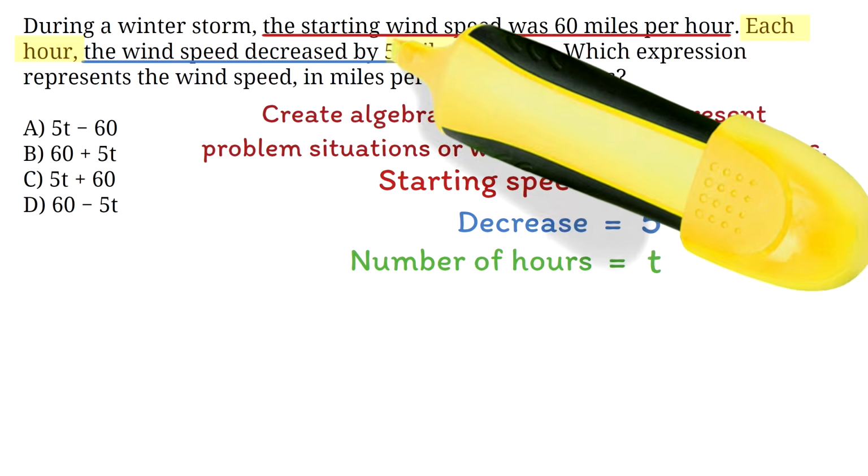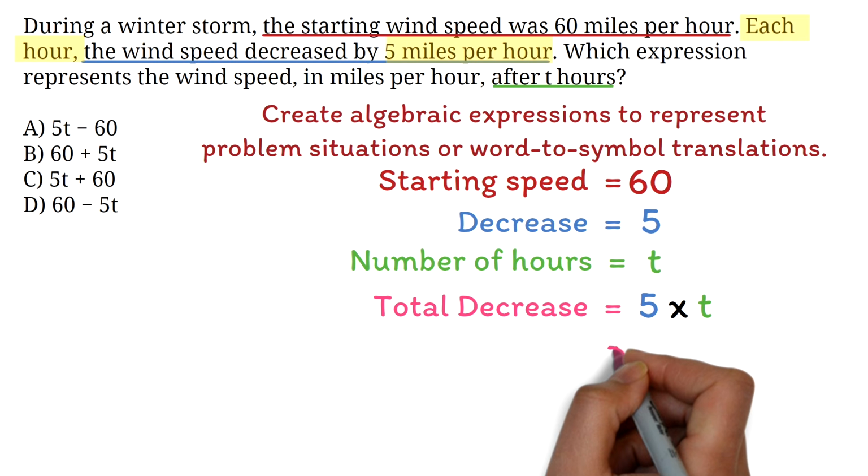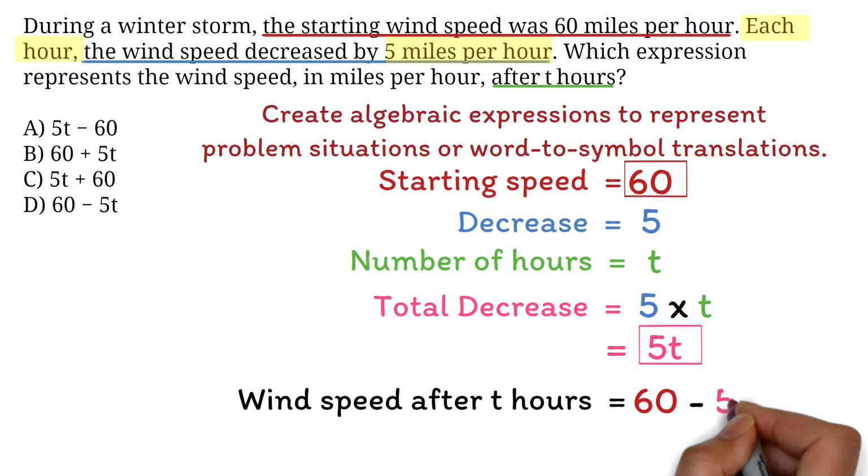If the wind drops 5 miles per hour, then after t hours, the total decrease is 5 times t. This is 5t. This expression tells us how much wind speed has been lost after t hours. Next, we subtract the total decrease from the starting speed to get the wind speed after t hours. Since we already know the starting speed is 60 and the total decrease is 5t, we write the expression as wind speed after t hours equals 60 minus 5t.